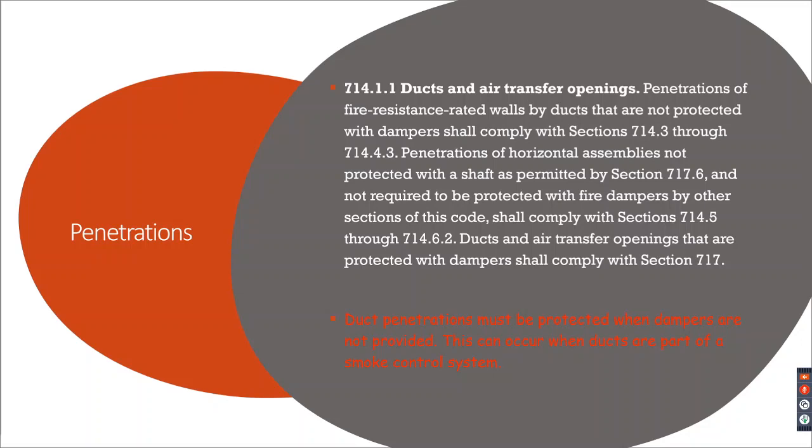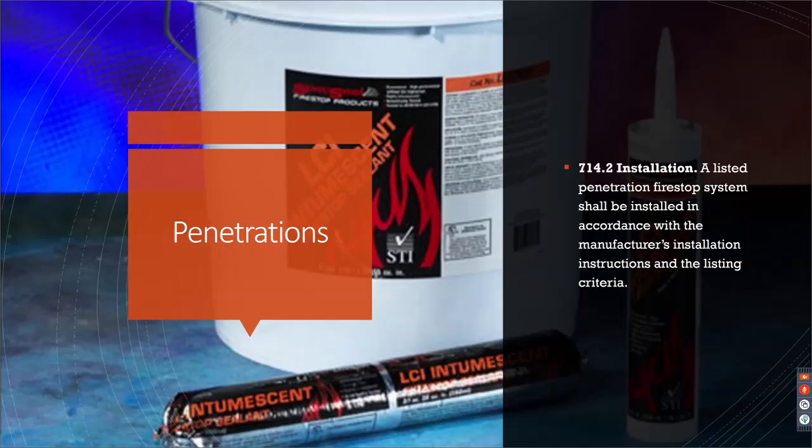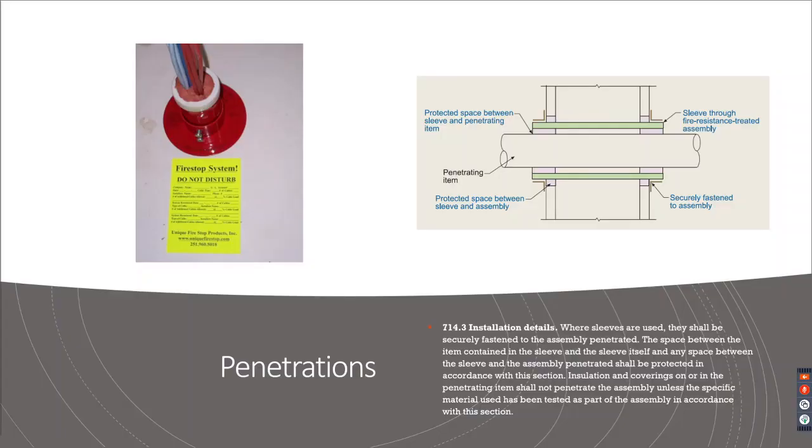So installation, a listed penetration firestop system shall be installed in accordance with the manufacturer's installation instructions and the listing criteria. So we always wonder, where does it talk about manufacturer installation requirements? Right here, 714.2. So not only does the installation for the penetration have to comply with how it's been listed and tested, but also with the manufacturer's installation instructions. So always remember to look at both the listing and the instructions.